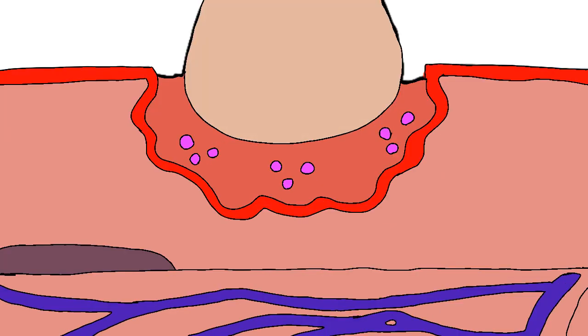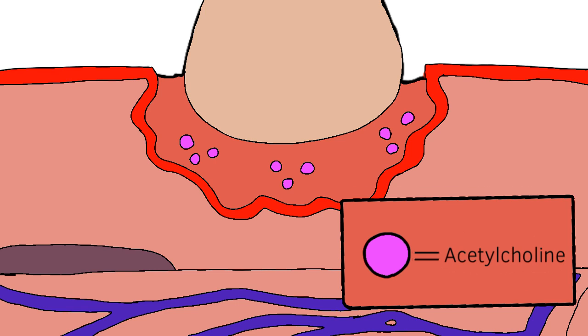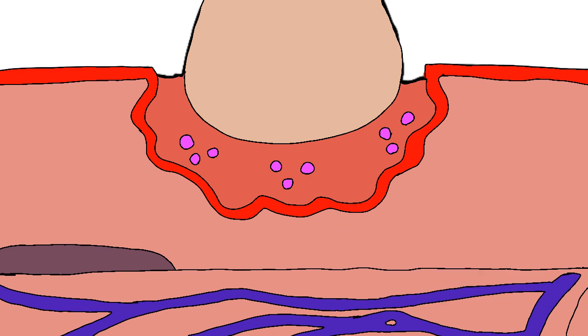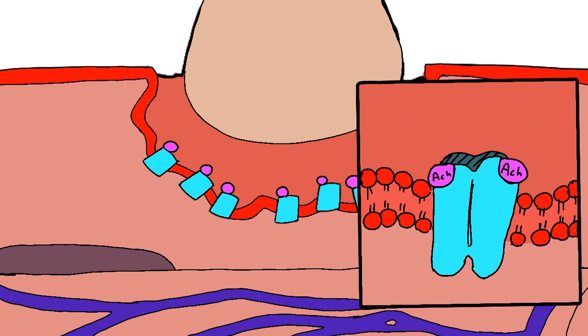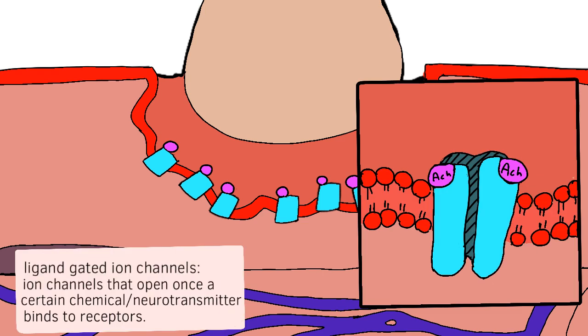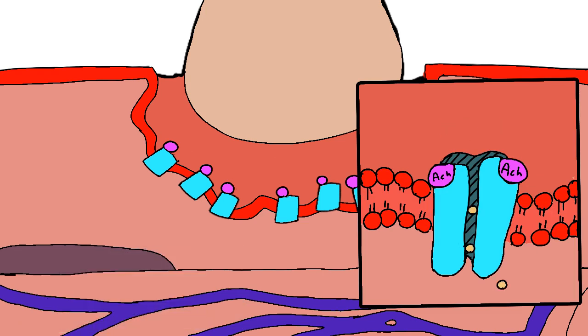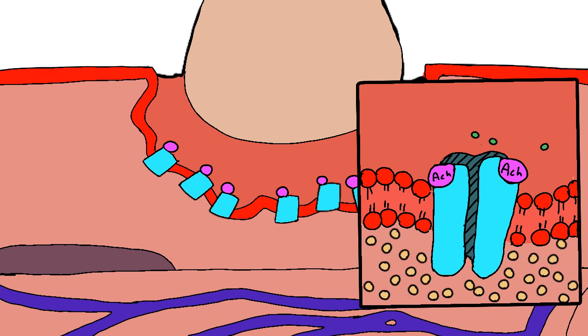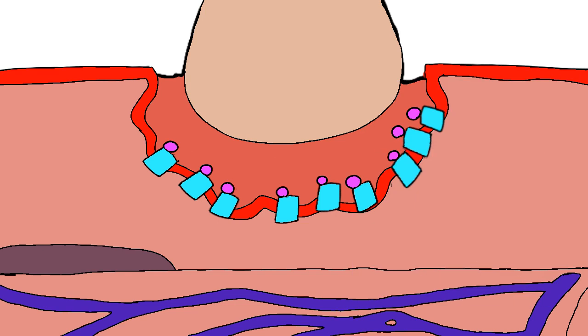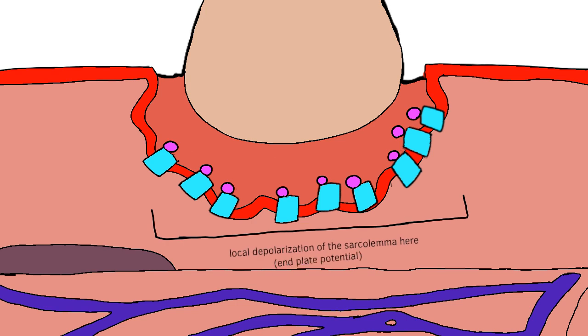These vesicles contain a neurotransmitter known as acetylcholine, which, once released, diffuses across the synaptic cleft and binds to the ACh receptors on the motor plate of the sarcolemma. Once this happens, ligand-gated ion channels open, allowing sodium ions to diffuse in and potassium ions to diffuse out. The amount of sodium ions that enter is greater than the amount of potassium ions that exit, resulting in a depolarization of the membrane known as an end-plate potential.